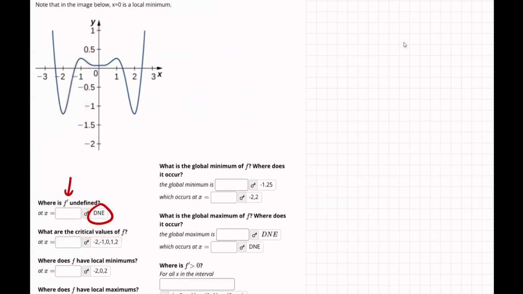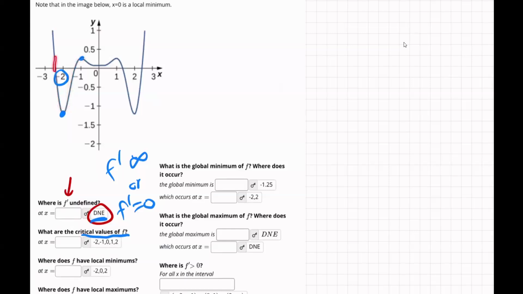What are the critical values? Now remember, critical values are where f prime is 0 or f prime undefined. Undefined means infinity. So if f prime is infinity or 0. But we already said there's no places where it's infinity or it's undefined, same thing. Where is it 0? Slope is 0 right here. It's at -2. Slope is 0 right here, right? The slope is 0 whenever you're at the bottom or the top, right?